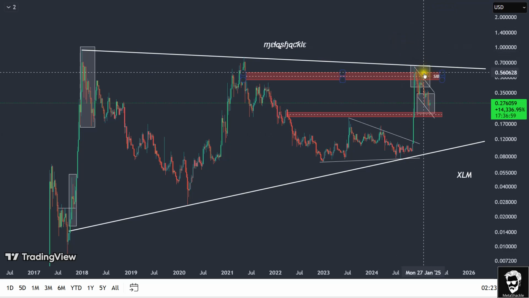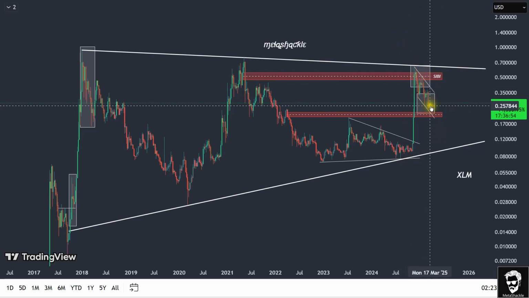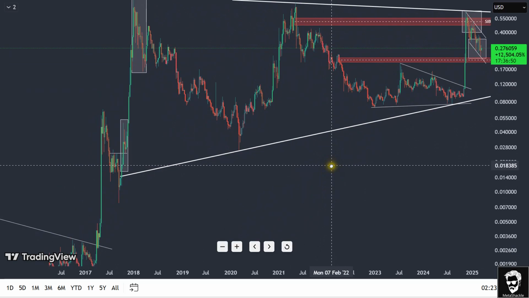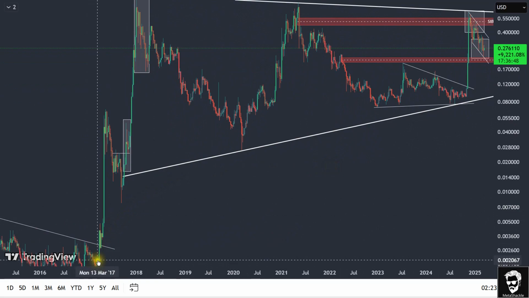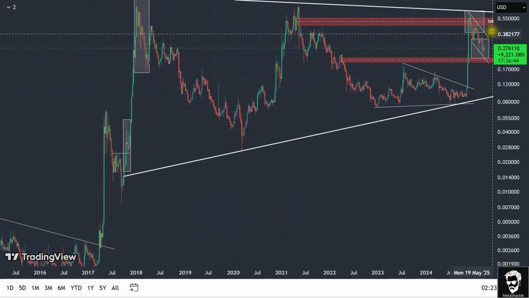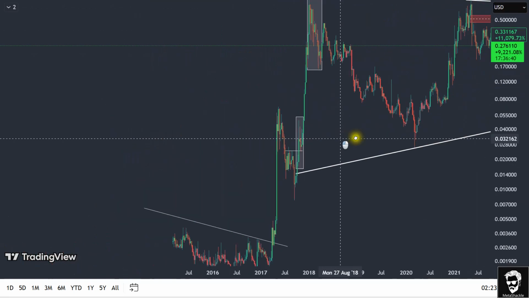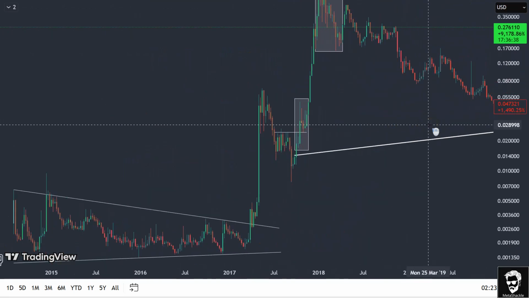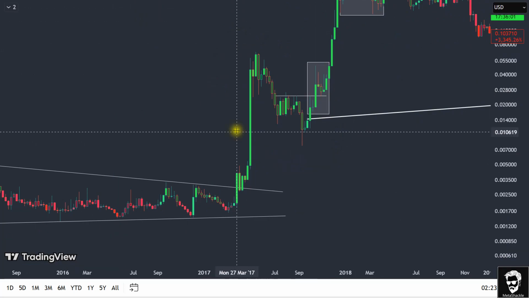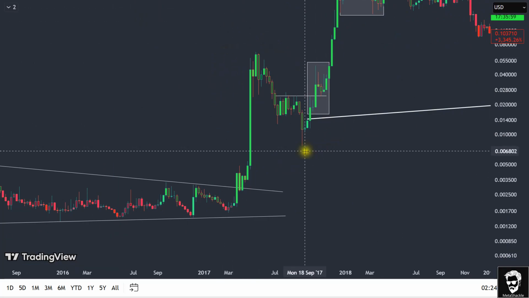But this looks really good. You can see this flag pattern right here on the weekly chart. The only other time this happened that resembles that is this breakout in 2017 right here. This flag pattern and this flag pattern look very, very similar to each other. And if we zoom in on this pattern here, the bull flag that we are currently trading in is what we have seen on this bull flag in the past.